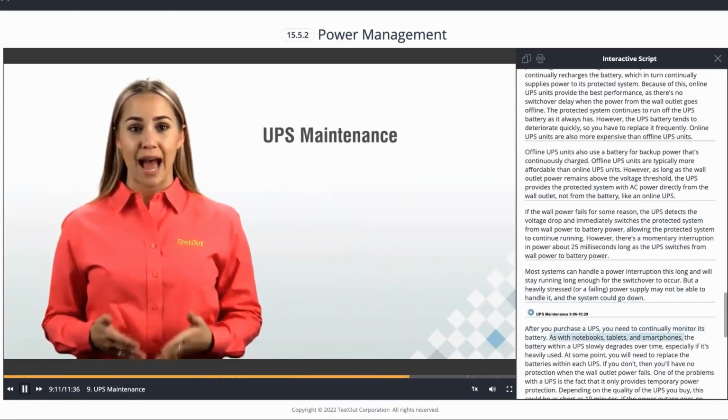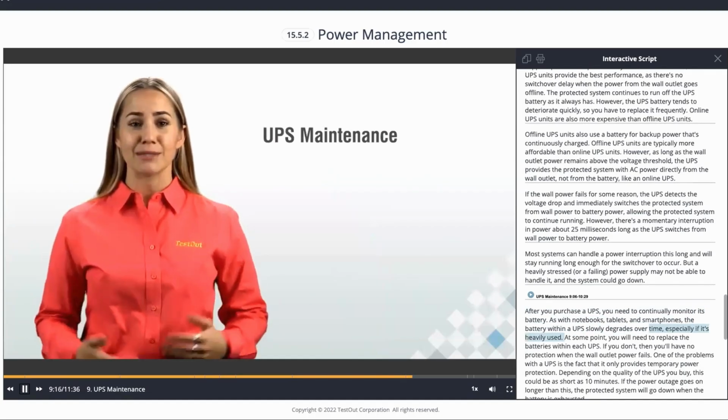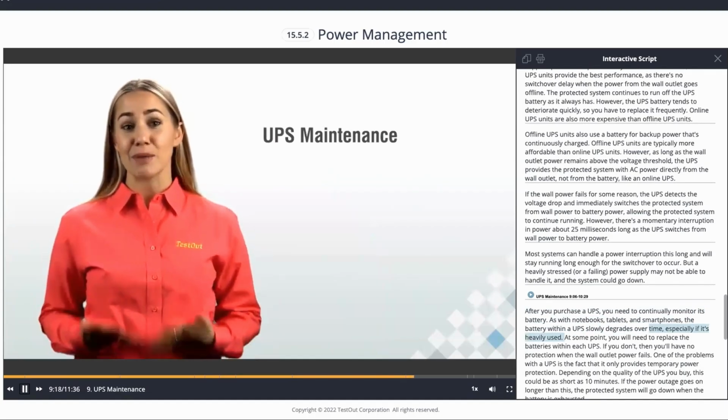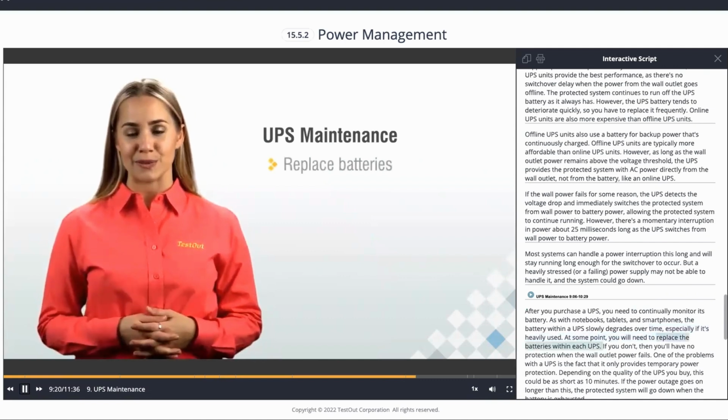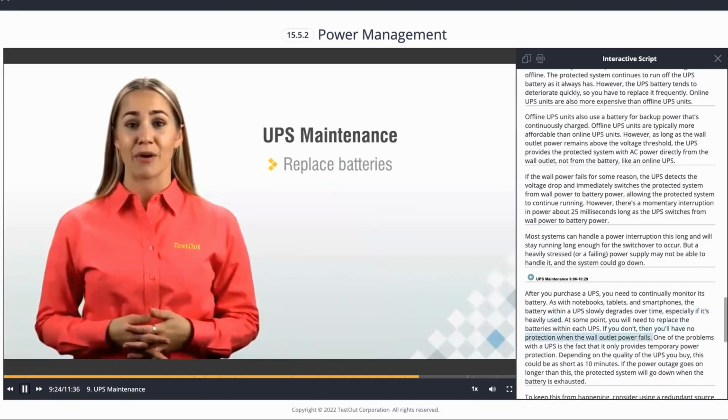After you purchase a UPS, you need to continually monitor its battery. As with notebooks, tablets, and smartphones, the battery within a UPS slowly degrades over time, especially if it's heavily used. At some point, you will need to replace the batteries within each UPS. If you don't, then you'll have no protection when the wall outlet power fails.